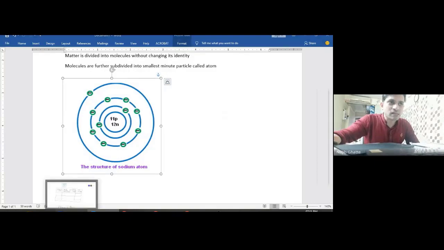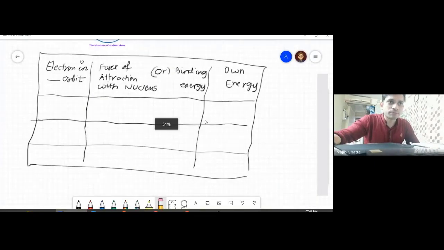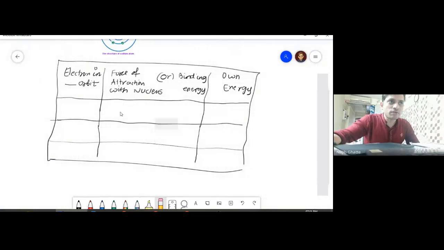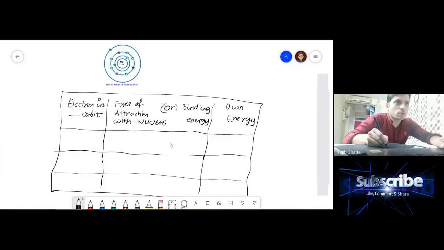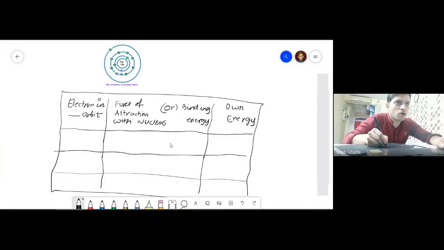So for that, let's come to this table. Now in this table, as you can see, we have a total of 3 orbits. So we say this is my orbit number 1, I call this my orbit number 2, and I call this my orbit number 3. So if you see here, this is a nucleus. The shaded portion is the nucleus, which is positively charged.